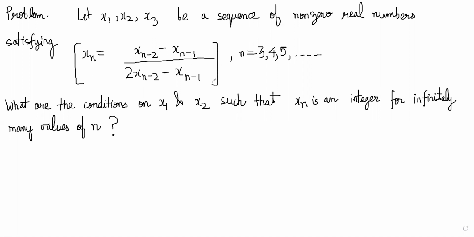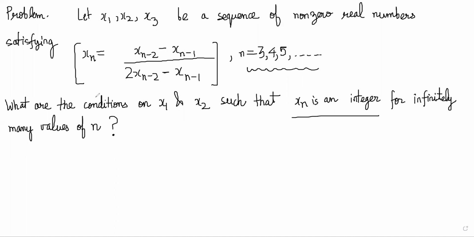xn is equal to x of n minus 2 times x of n minus 1, divided by 2x of n minus 2 minus x of n minus 1. And this relation is valid for n going from 3 to 4, 5 and onwards. We are asked what are the conditions on x1 and x2 such that xn is an integer for infinitely many values of n.